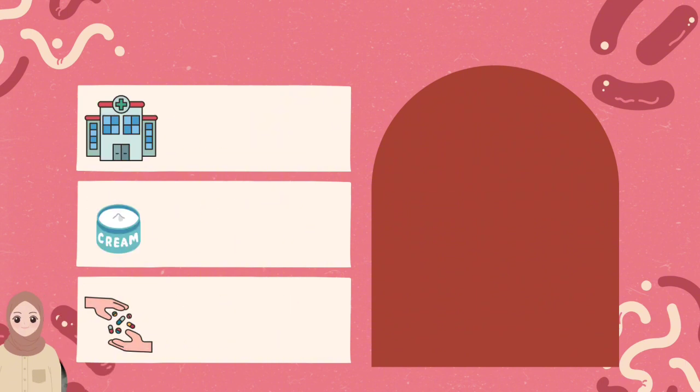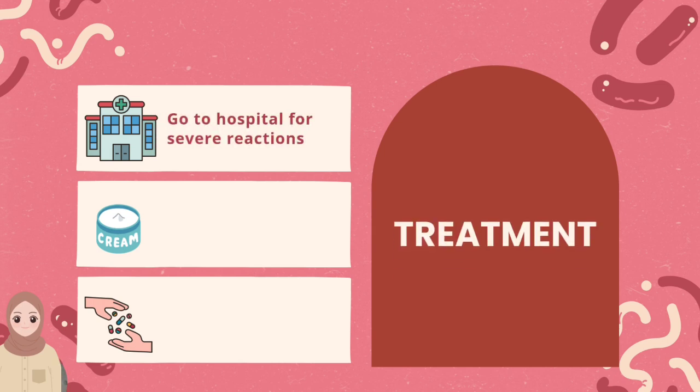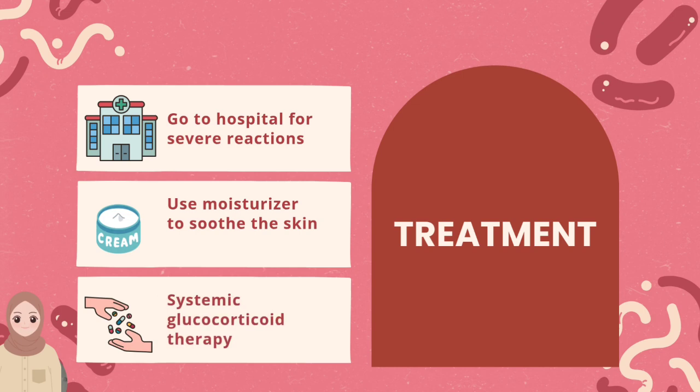What if you still get exposed to the allergen? In that case, you will need treatment by going to the hospital for severe reactions. Next is using moisturizer to soothe the skin. And lastly, treatment may include systemic glucocorticoid therapy to reduce inflammation.